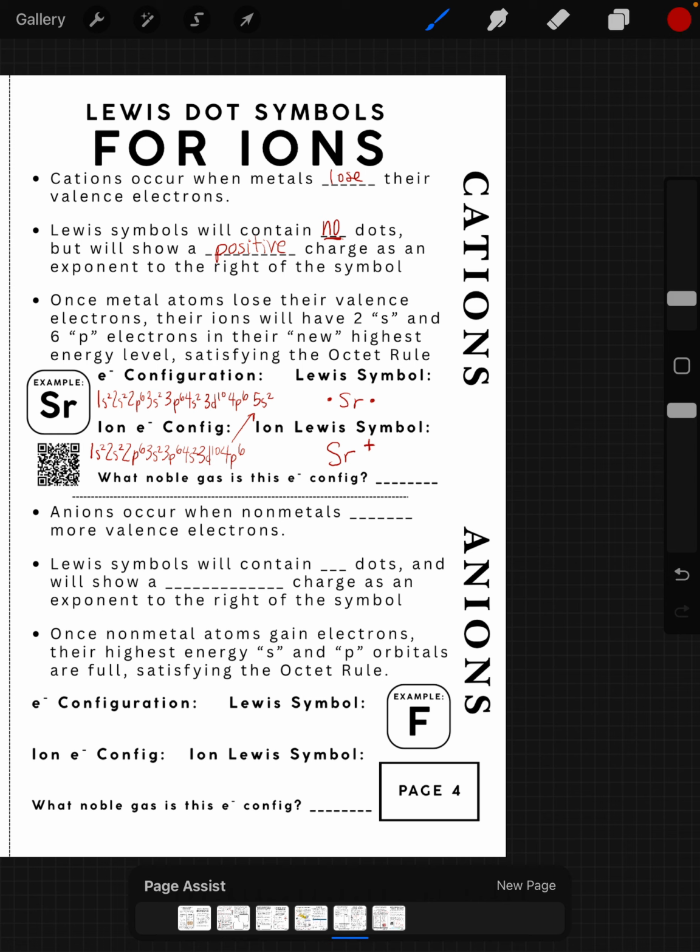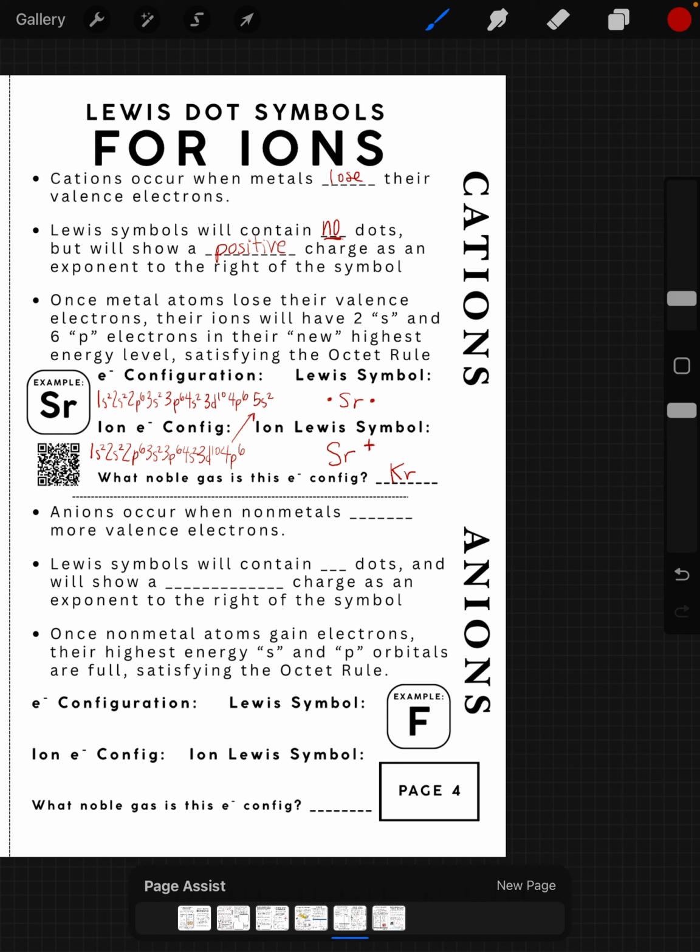Okay, so here's something interesting. What noble gas is this electron configuration? So if you look at your periodic table and you go look for where 4p6 is, you'll realize that this has the electron configuration of krypton. Okay, remember, atoms want to be a p6. They want to be like noble gases. And by getting rid of those two valence electrons, strontium just became like one of his buddies, krypton, which is exactly what it wanted. All right, so that's cations.